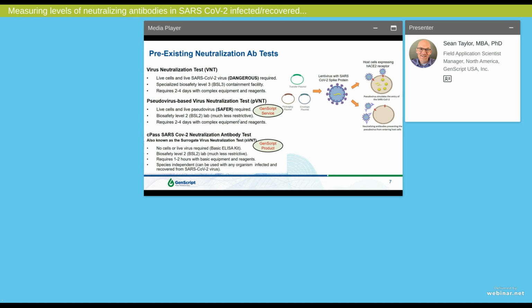In a newly invented test, we have the cPass SARS-CoV-2 neutralization antibody test. This is a GenScript product, and this is an innocuous, easy, straightforward ELISA-based assay. I'll discuss it in more detail in the next slide, but suffice to say that because it's an ELISA-based test in 96 wells, it's way higher throughput than these cell-based assays. And it only requires 1 to 2 hours to perform the test with basic reagents in a biosafety level 2 lab. So it's a very easy test to do. It's your typical, straightforward ELISA test.